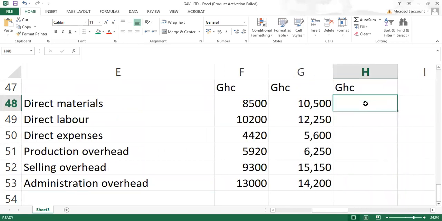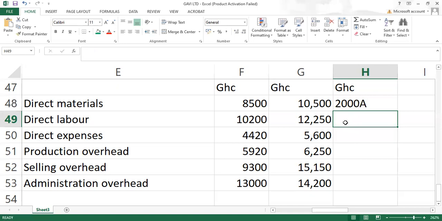So how do we find the variance? This is flexible, this is actual. So what is the difference there? Is it 2,000? Yes. Is it favorable or adverse? Adverse. Adverse, okay. Let's come to the next one.